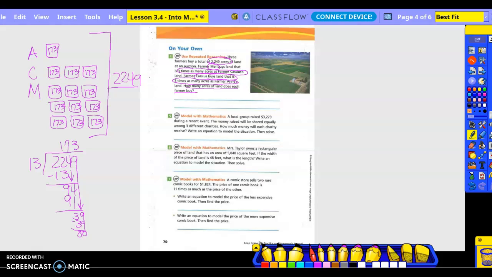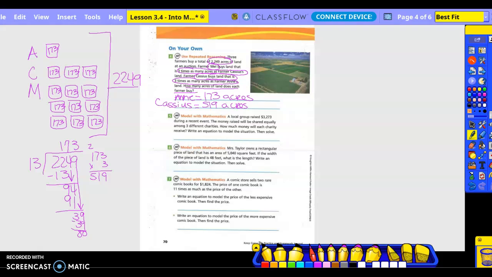Okay, so Farmer Ann has how many acres? 173 acres, right? Farmer Caseus has, so we have to take 173 times what, guys? Times 3. 3 times 3 is 9. 3 times 7 is 21. Put the 1, carry the 2. 3 times 1 is 3 plus 2 is 5. So 519 acres.